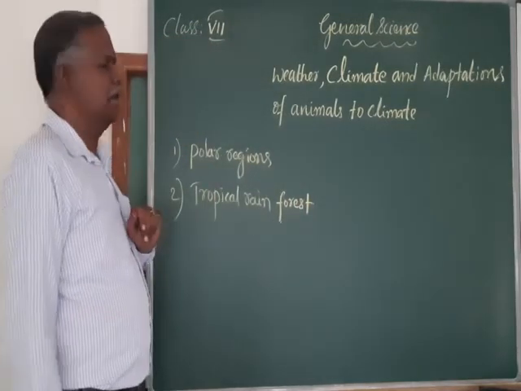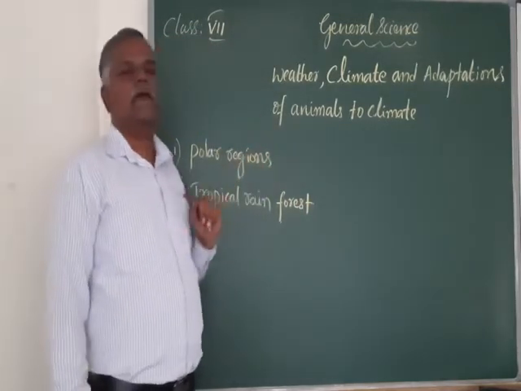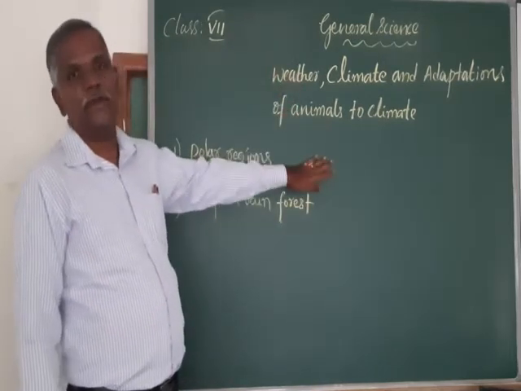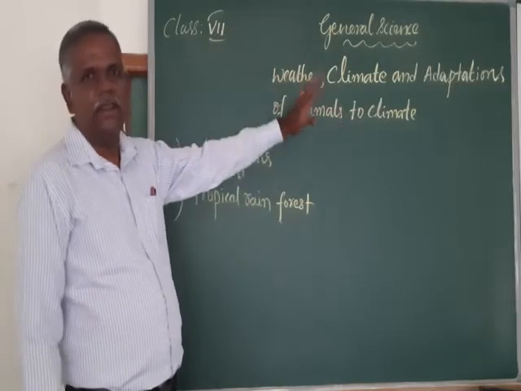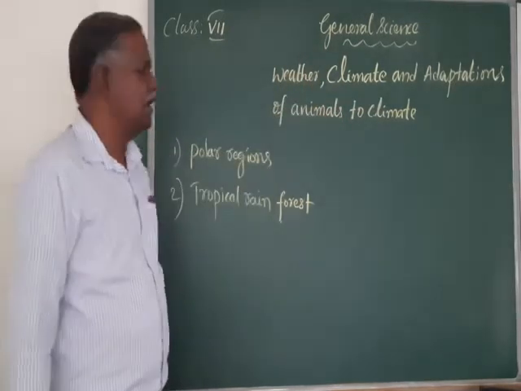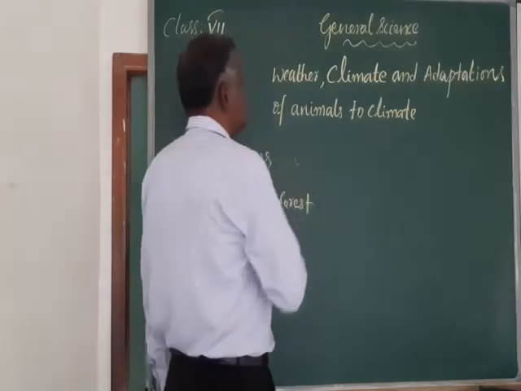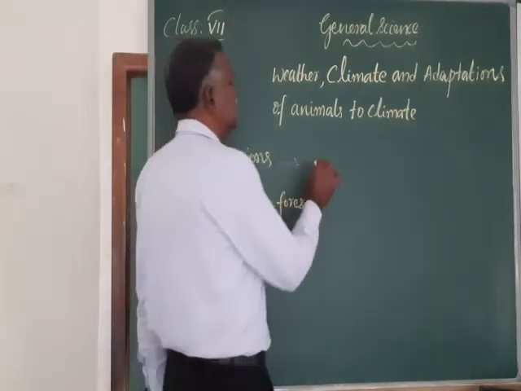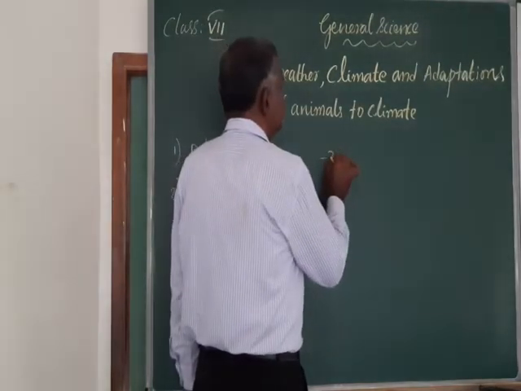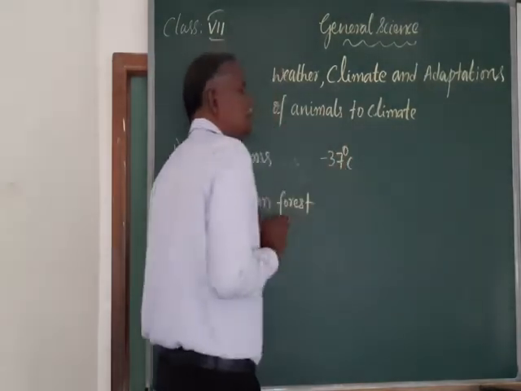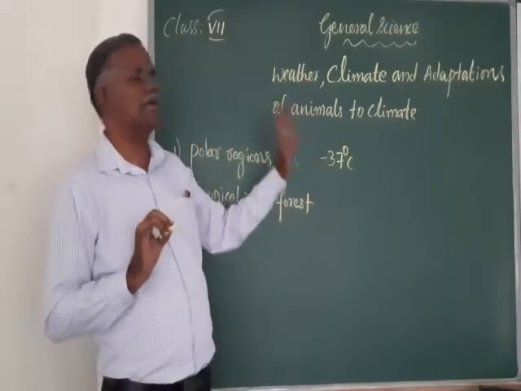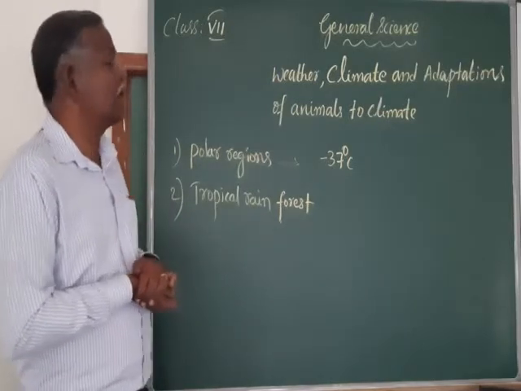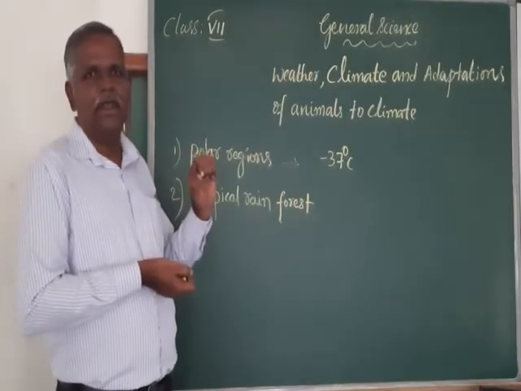Polar regions come at the poles. Here, the sun does not set for 6 months, and the sun does not rise for 6 months. In that extreme climate, the animals live in this condition. Sometimes in the winter season, the temperature is minus 37 degrees Celsius. In that extreme cold condition, how are the animals adapted, how have they developed special features?